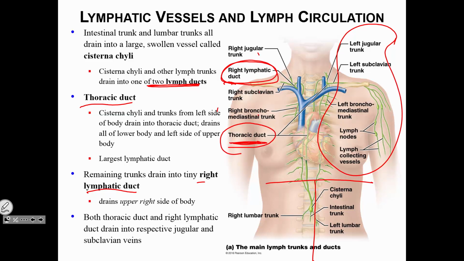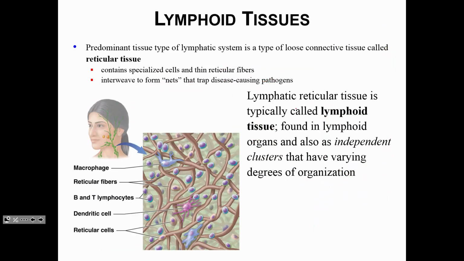Now, both of these, the thoracic duct and the right lymphatic duct, are going to drain into their respective jugular and subclavian veins. And at that point, lymphatic vessels have returned that lymph fluid back into the cardiovascular system, because these veins, the jugular and the subclavian, are where we're returning it. Okay, now we're going to stop here. We will pick up with lymphoid tissues in the next video.